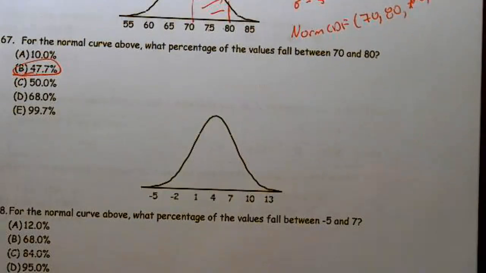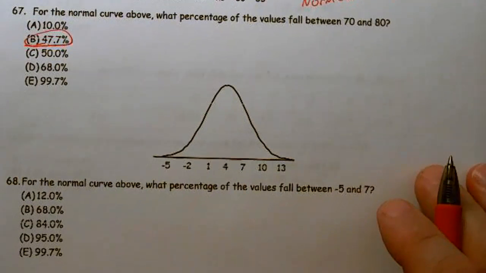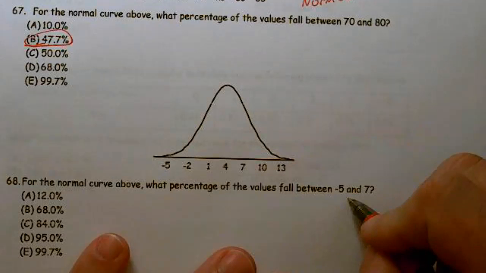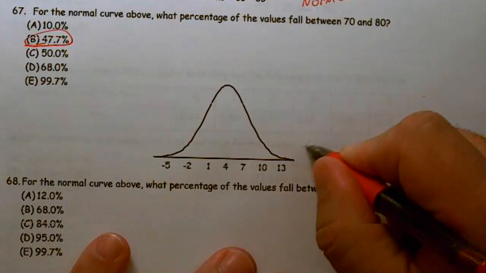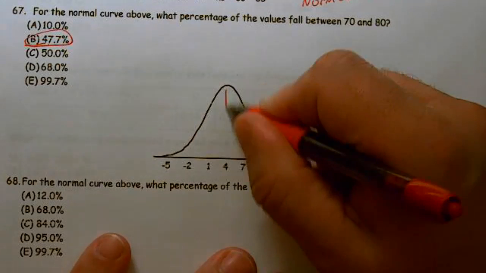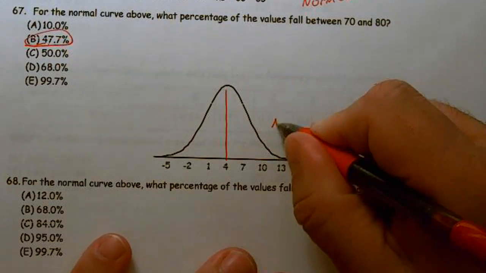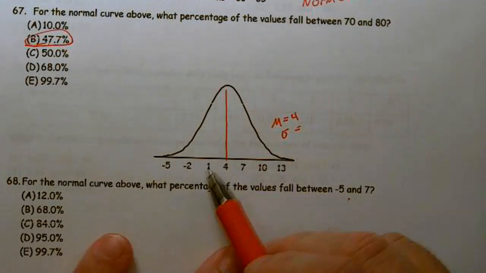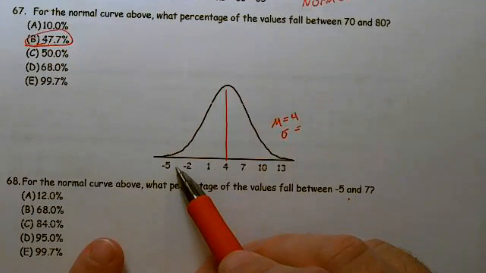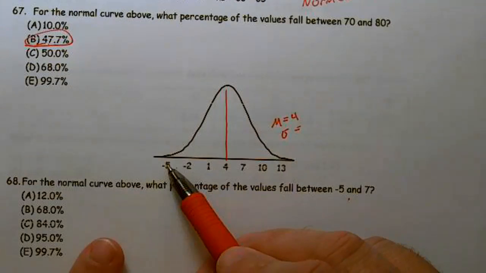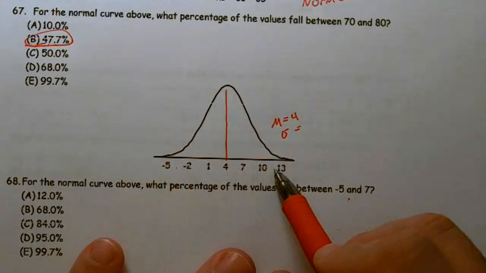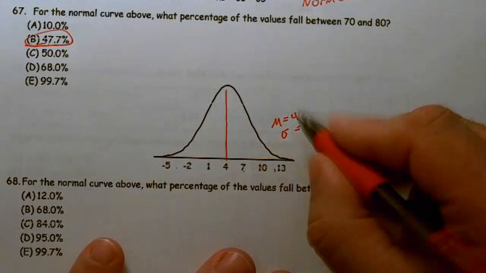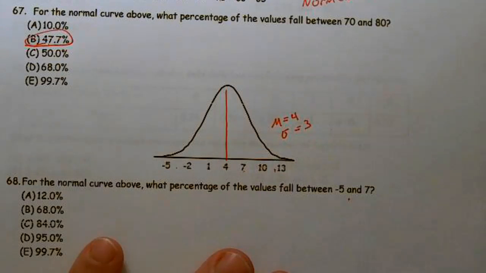For the normal curve above, what percentage would fall between -5 and 7? Well, once again, they didn't tell us directly our mean, but we can figure that out from the picture. So our mean in this case is 4. Our standard deviation, well, let's make sure that we have 6 spaces. So we should have 1, 2, 3 below, 1, 2, 3 above. How much are these changing by? Looks like they're all changing by 3. So our standard deviation is 3.